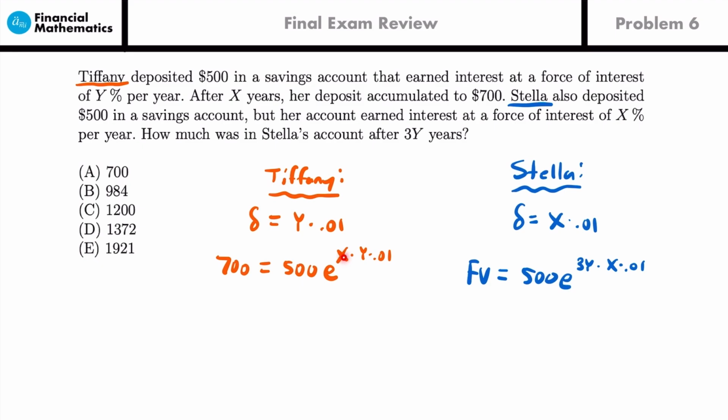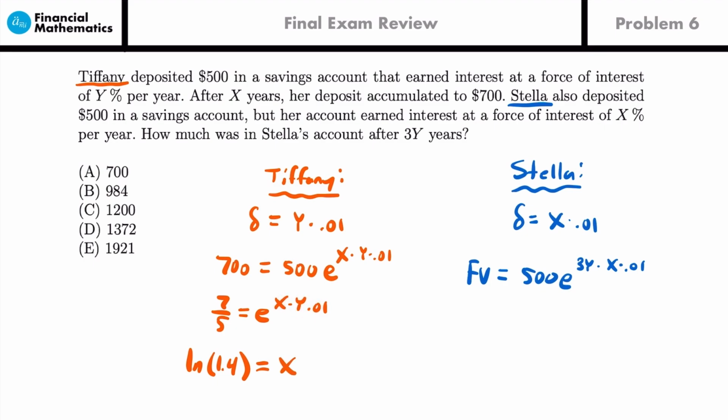Okay, so to solve for x, the first thing I'm going to do is divide both sides by 500. 700 divided by 500 is 7/5. So we will have 7/5 equal to e to the power of x times y times 0.01. Now, to get rid of e, I'm going to take the natural log of both sides of the equation. And by the way, 7 divided by 5 is the same as 1.4. That's what 7 divided by 5 as a decimal would be. So we have the natural log of 1.4 equal to the natural log of e to the power of x times y times 0.01, but e and the natural log are inverse functions. They cancel each other out, so we're just going to be left with what is in the exponent.